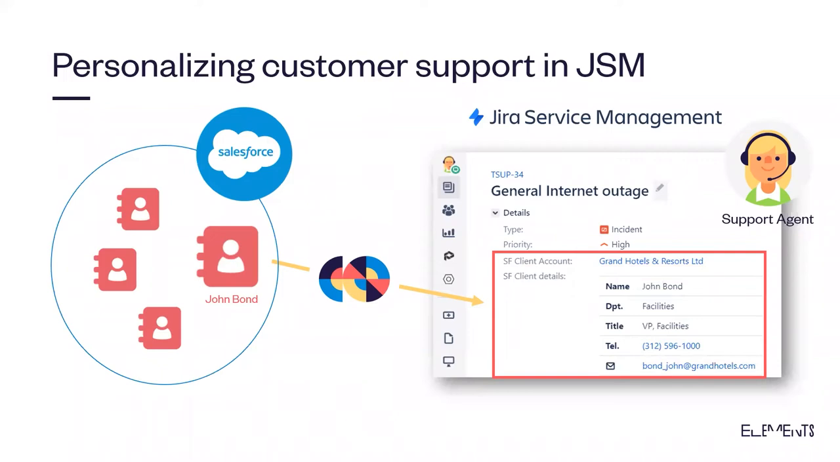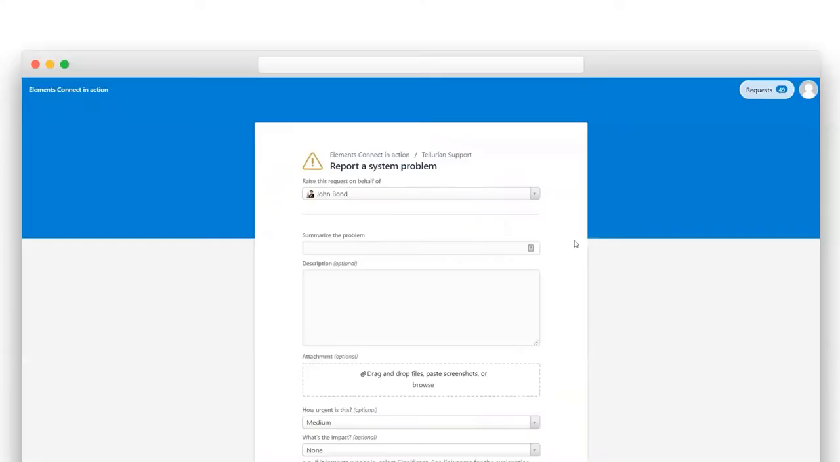And actually this will be really useful for the support agent to have all this information directly there. So we're going to see how it works directly on the portal, doing all the demo and the scenario. So again, I switched to another Jira instance. It's my specific support portal, customer portal, and I'm connected as John Bound here.